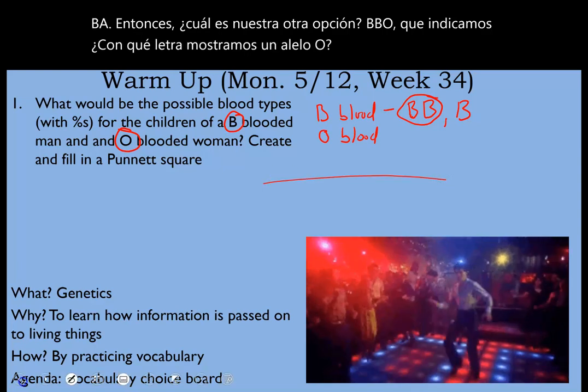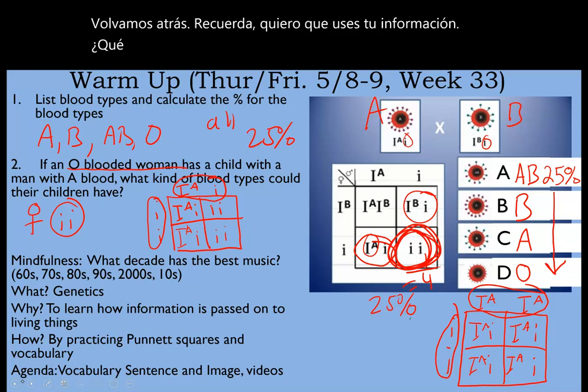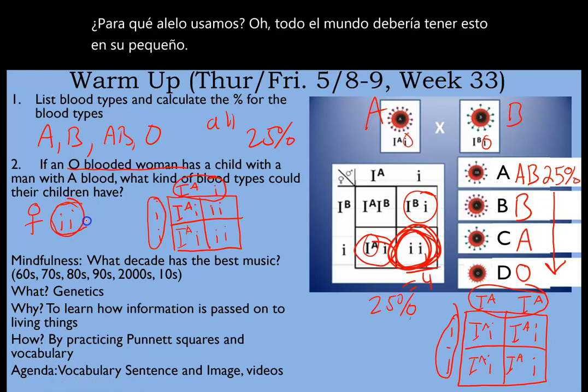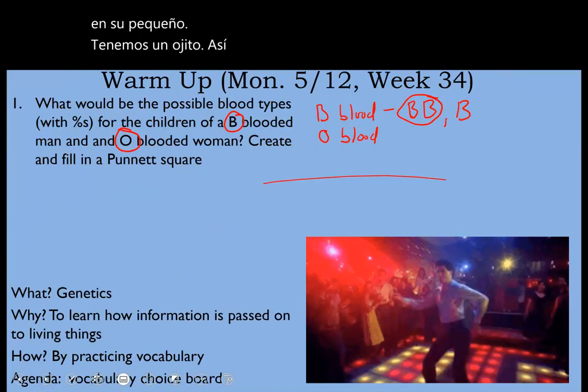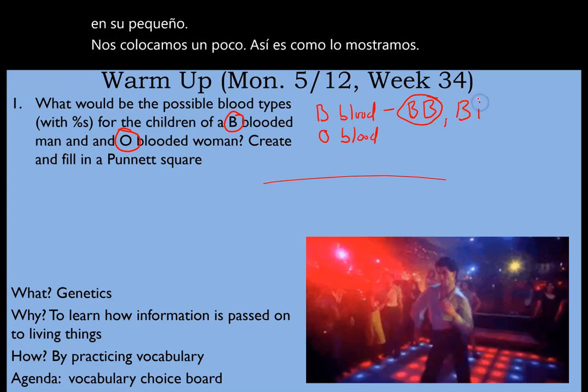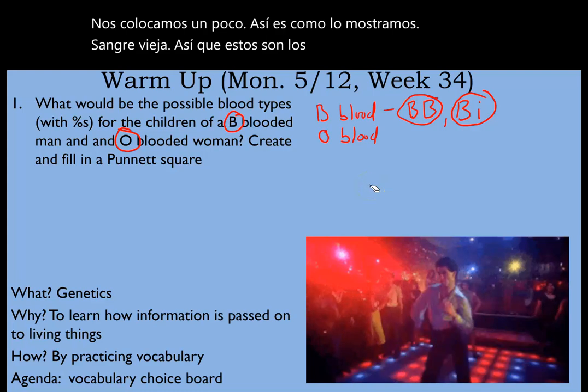Let's go back. Remember, I want you to use your information. What allele did we use for O? Everybody should have this on your notes. We got a little i. That's how we show O blood. So these are the two possibilities for a B-blooded person.